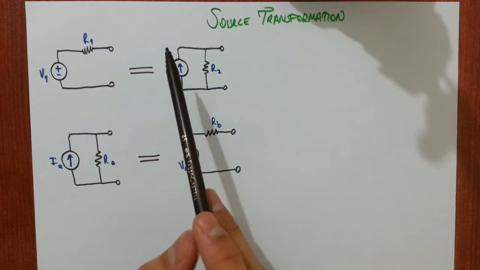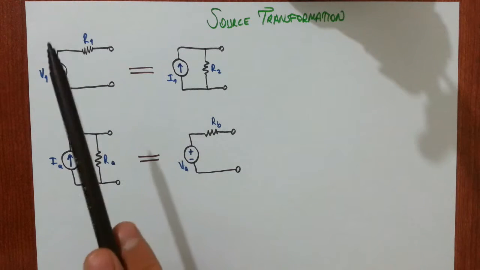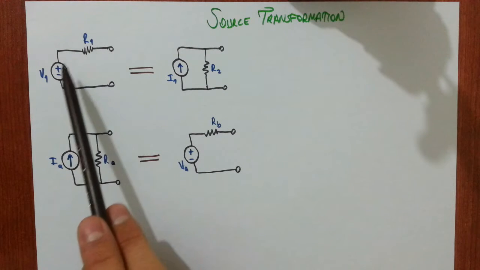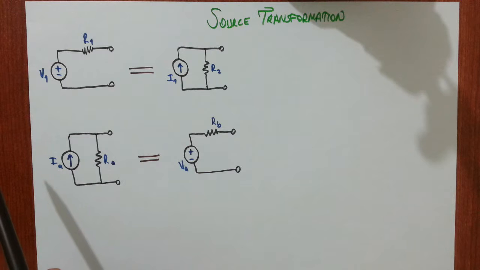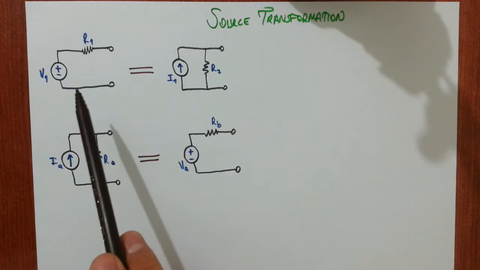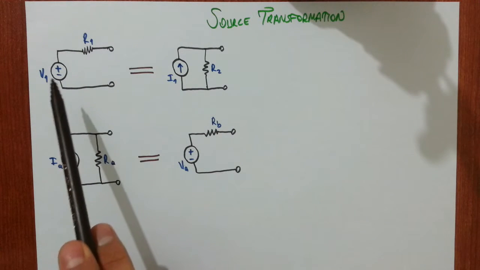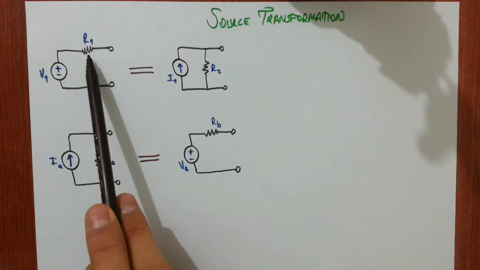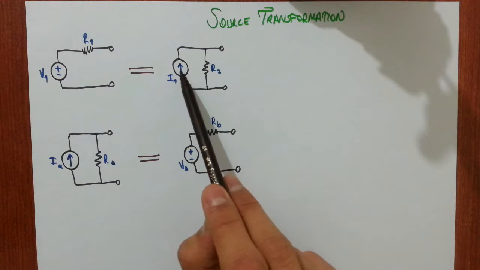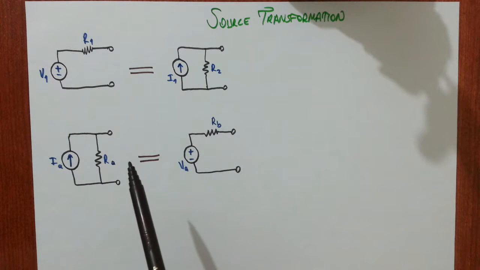Source transformation lets you transform a voltage source into a current source if and only if you have a series resistor connected to that voltage source. Okay, that's the only rule of the source transformation. You must have a resistor connected to that voltage source in series. After transformation, what you get is a current source and a resistor parallel with the current source.